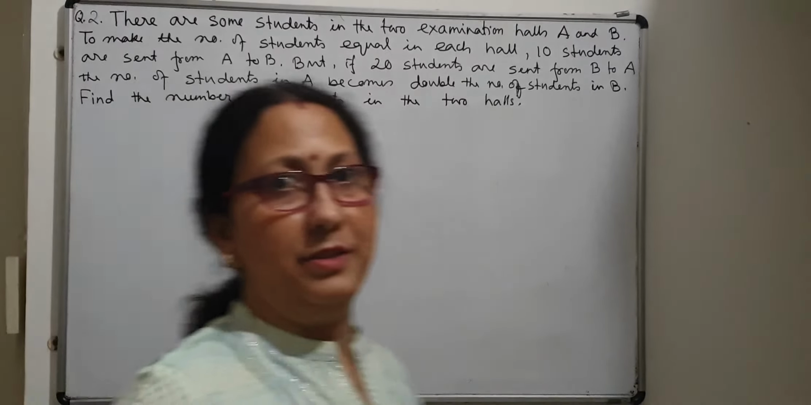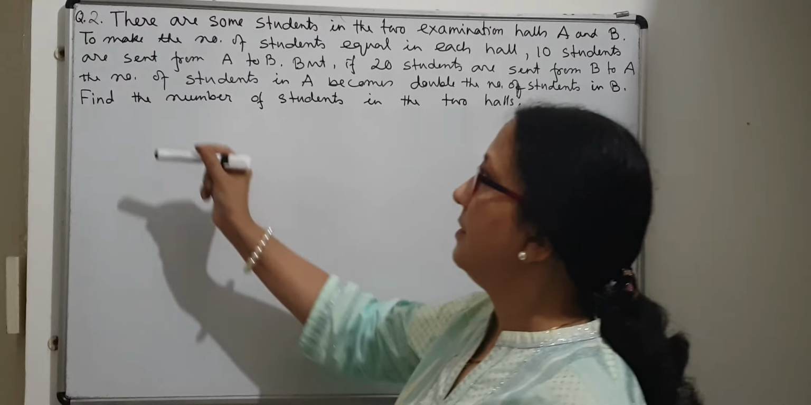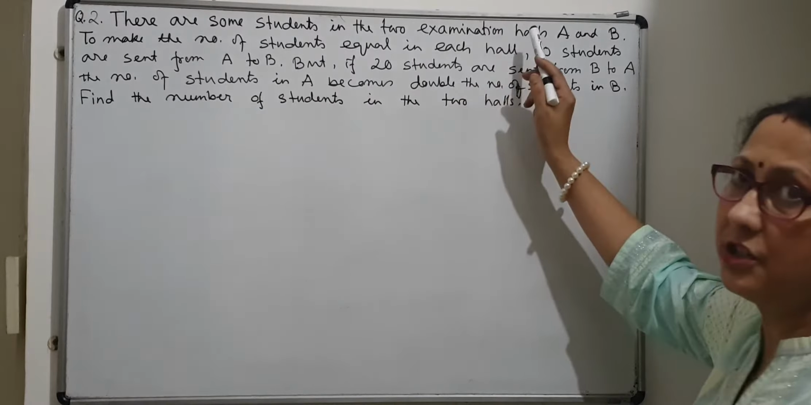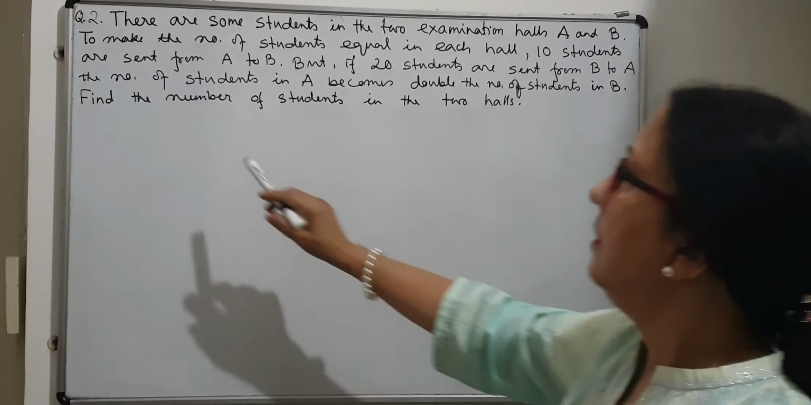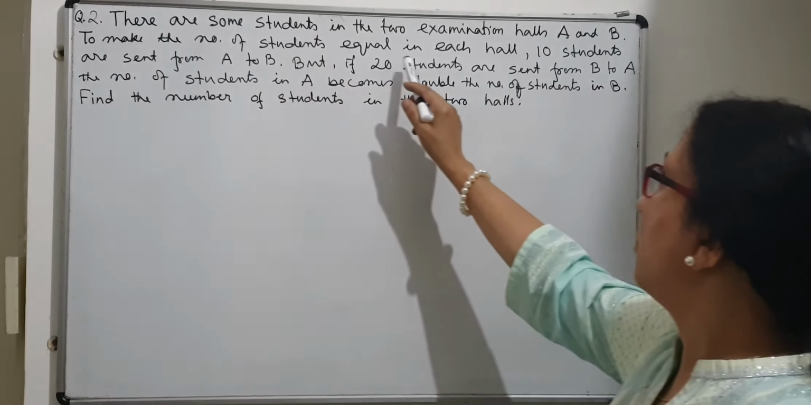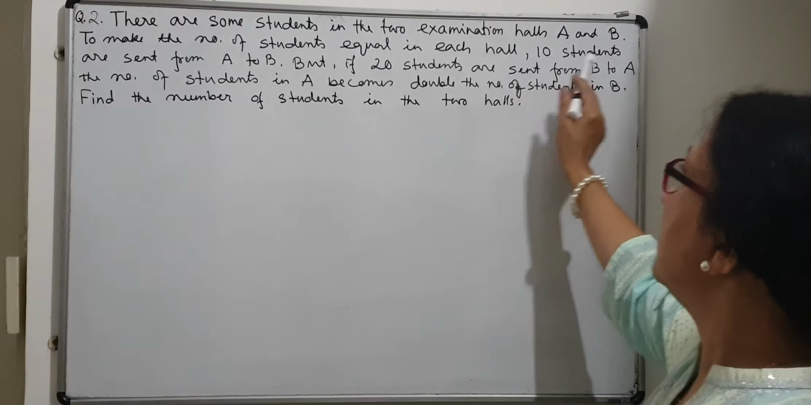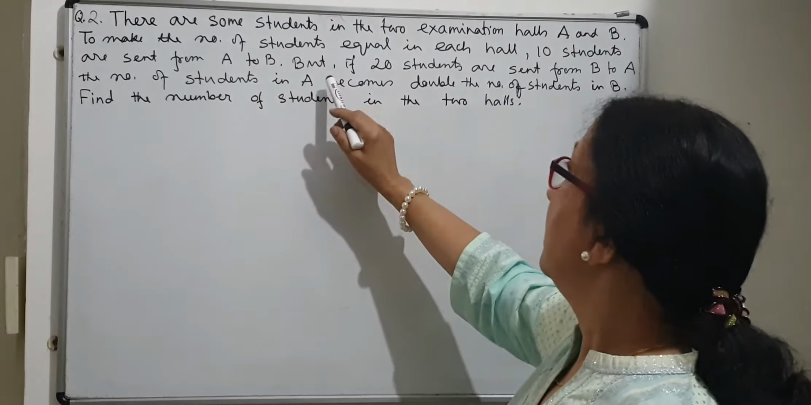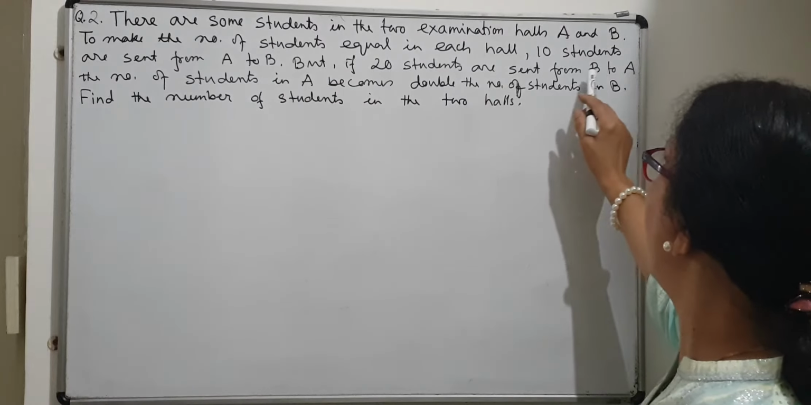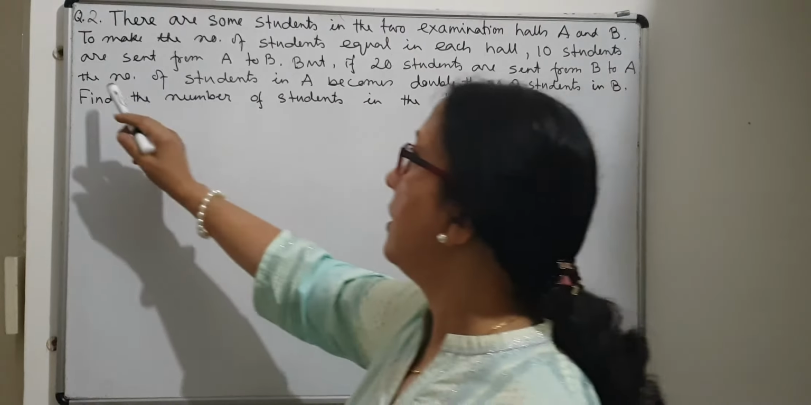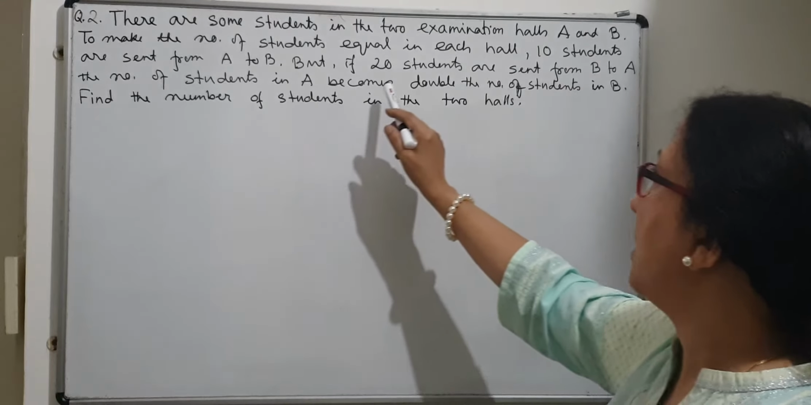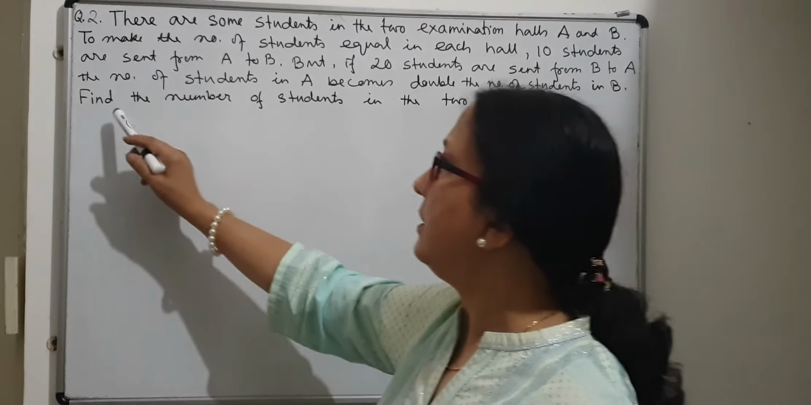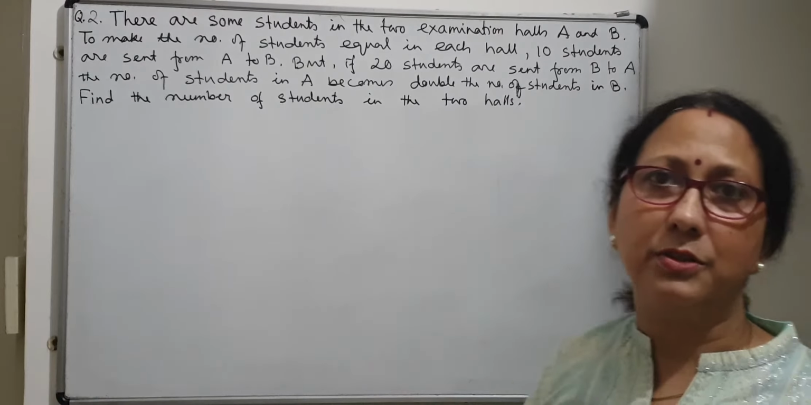So next question that I have taken is here. There are some students in the two examination halls A and B. To make the number of students equal in each hall, 10 students are sent from hall A to hall B. But if 20 students are sent from B to A, the number of students in A becomes double the number of students in B. Find the number of students in the two halls.